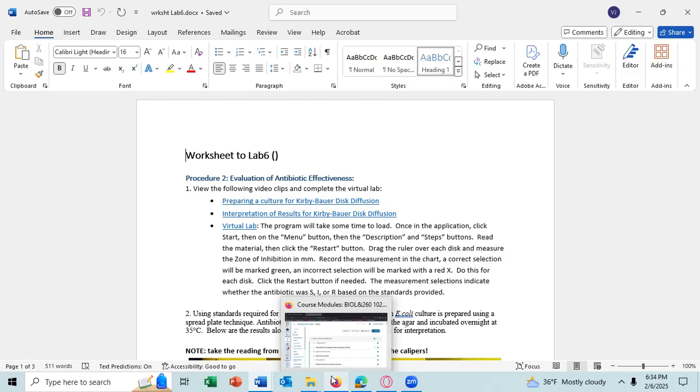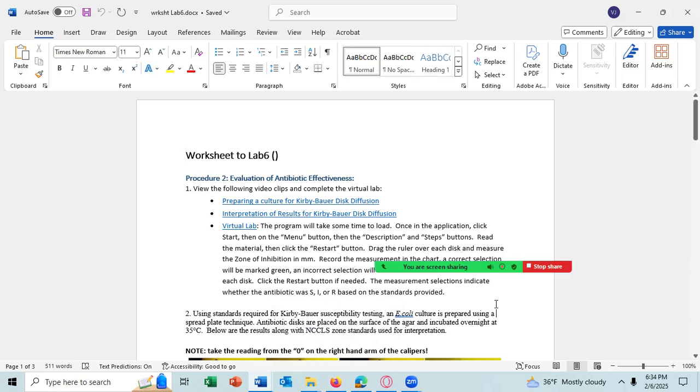I think I mentioned, but let me repeat it just in case I forgot, that you are allowed to do one confirmation test after you identify your unknown bacteria, so that you can do one more test to confirm you have the bacteria that you think you have. Any questions about any of that? I'll move that up.